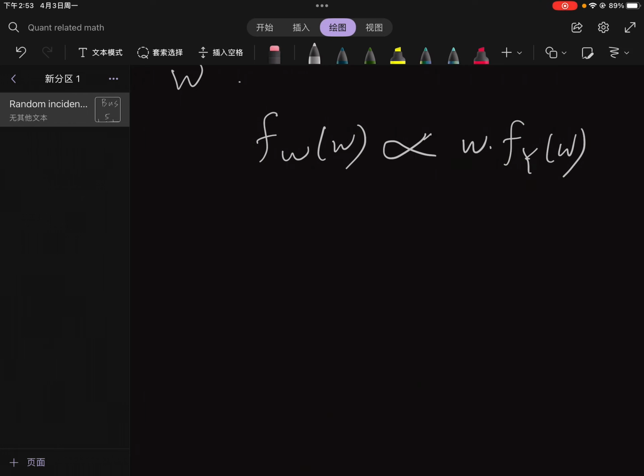And we also know that the integral of this f_W must equal 1, right? Because this is a PDF, you integrate any PDF and it is equal to 1. And the integral should be from 0 to infinity.